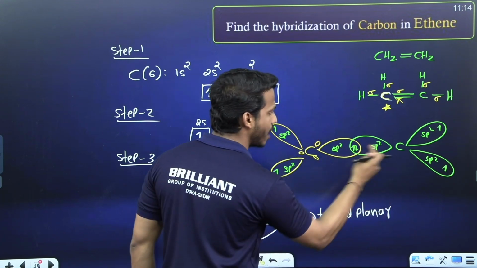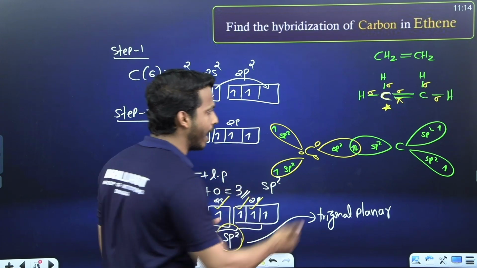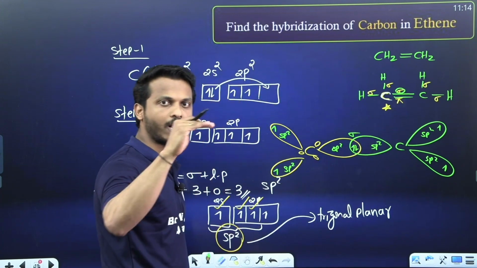Have you seen this carbon already made a head-to-head overlap, axial overlap. They form a carbon-carbon sigma bond. So carbon-carbon sigma bond, ready.